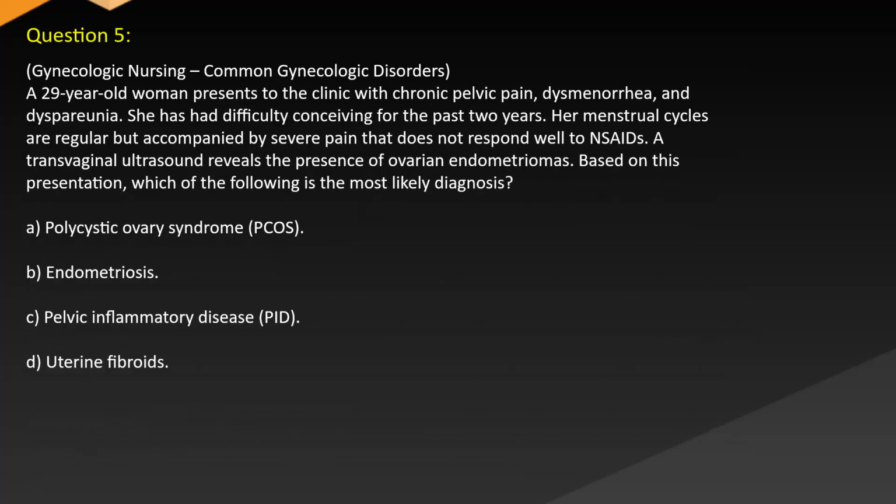Question 5. Gynecologic nursing. Common gynecologic disorders. A 29-year-old woman presents to the clinic with chronic pelvic pain, dysmenorrhea, and dyspareunia. She has had difficulty conceiving for the past 2 years. Her menstrual cycles are regular but accompanied by severe pain that does not respond well to NSAIDs. Transvaginal ultrasound reveals the presence of ovarian endometriomas.